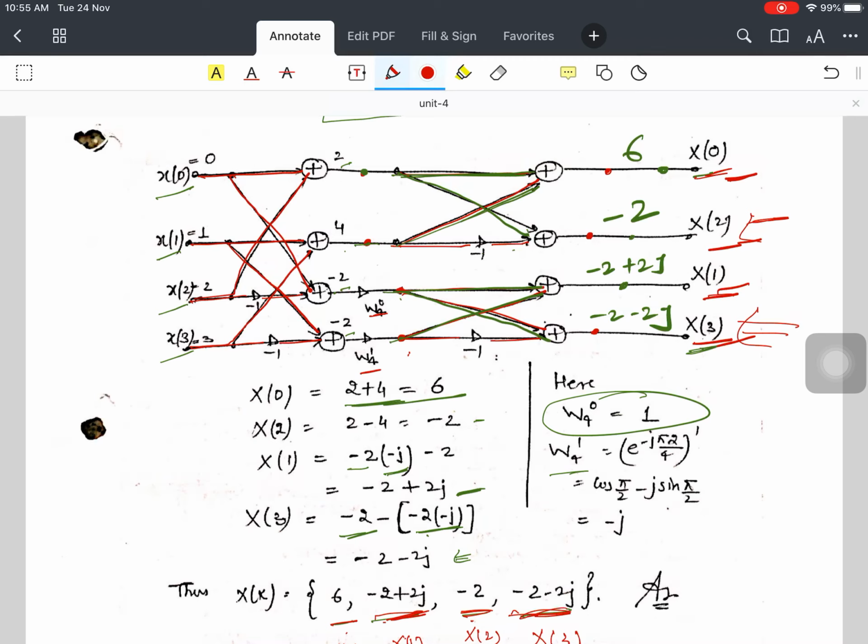In this way we can easily calculate the DIF FFT for any given DFT. So this is all about today's lecture.